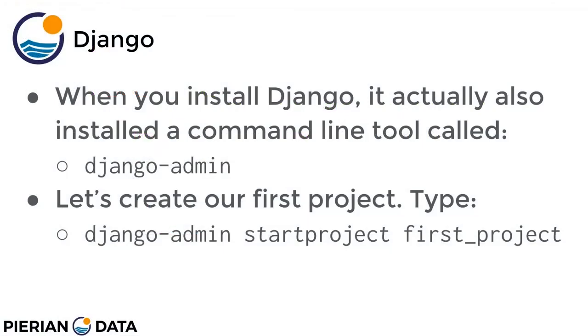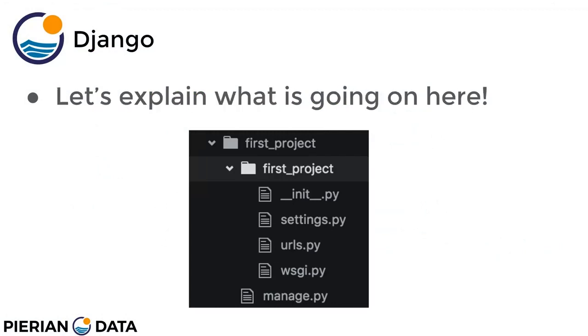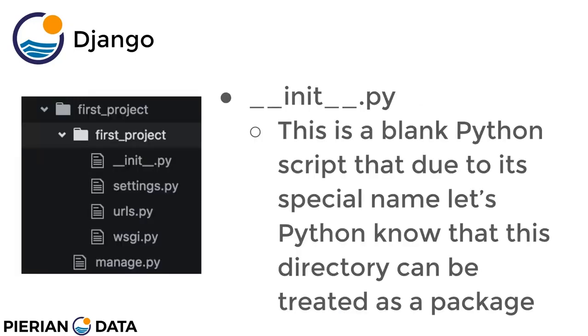Okay, so here are the command lines we just initiated. And after that, we should get something like this. So let's take a little bit of time to explain what's actually going on here. Let's go first through that __init__.py file. That __init__.py file is actually just a blank Python script. And due to its special name, it lets Python know that this directory can be treated as a package.